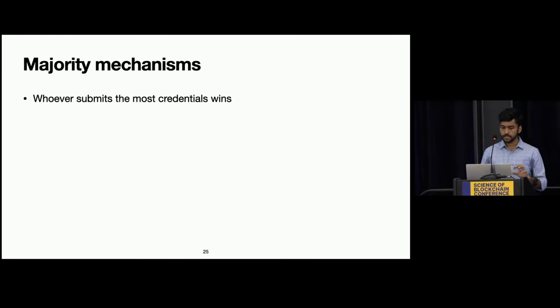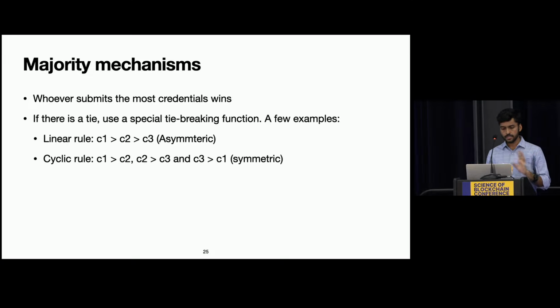A second class of mechanisms are majority mechanisms. These are, again, very similar in the way they work, except that the winning rule here is that whoever submits the most credentials wins. This may be more intuitive in certain contexts where you just want to say that whoever submits the most credentials wins. There is some nuance in the case of a tie, where both parties submit an equal number of credentials, but a different set of credentials.